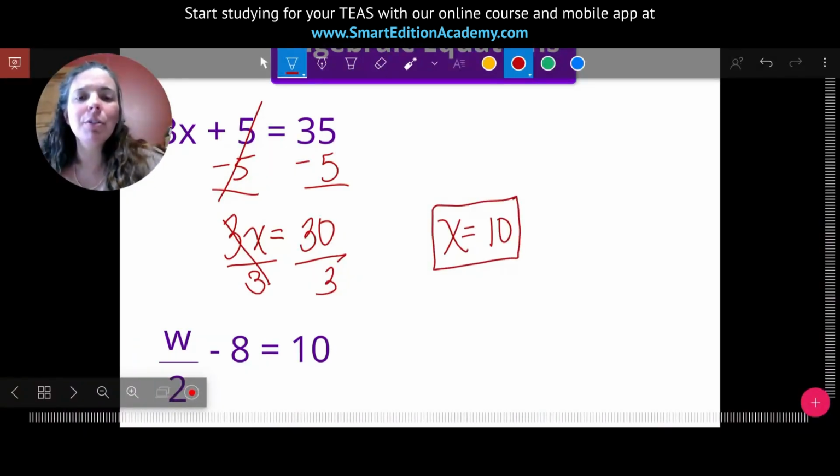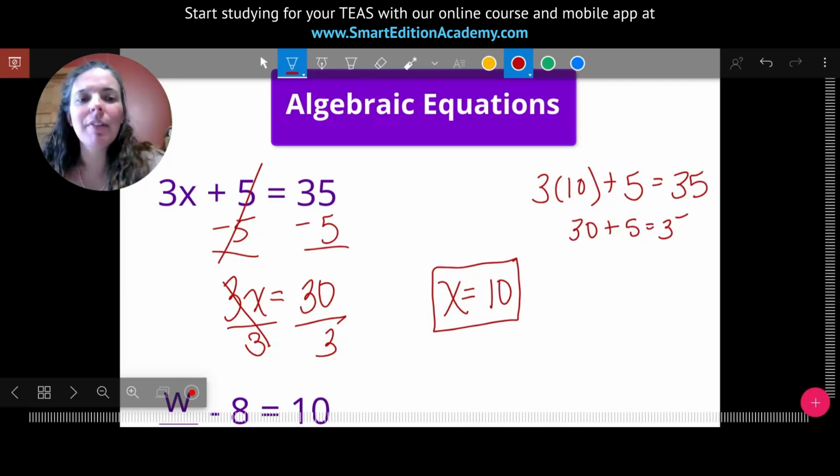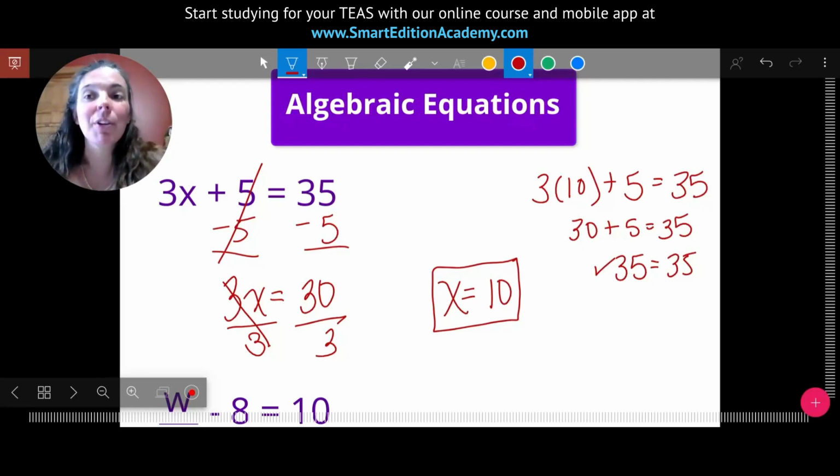Now, if I wanted to check my answer, I could just plug this back in for x. So is 3 times 10 plus 5 equal to 35? 30 plus 5 equals 35, and this is a true statement because 30 plus 5 is 35. So you end up with a true statement of 35 equals 35.